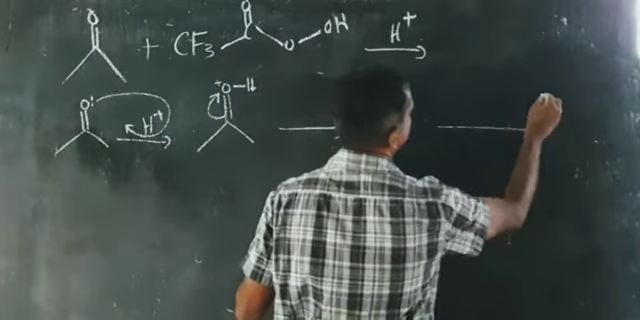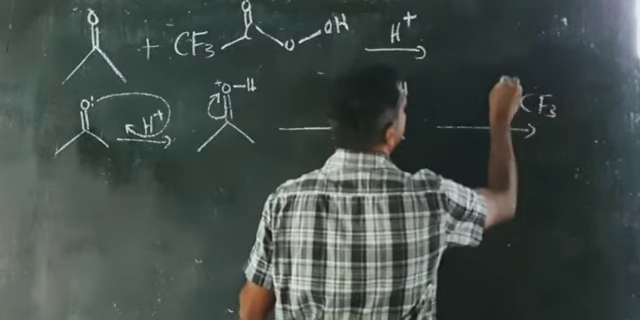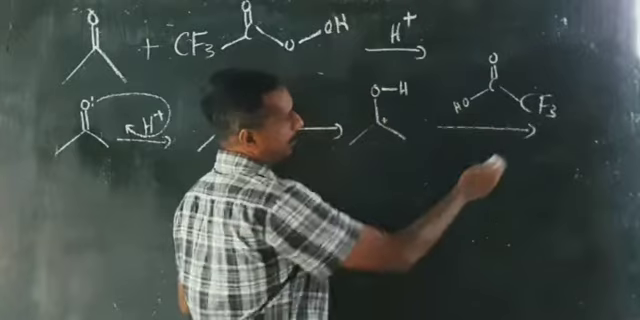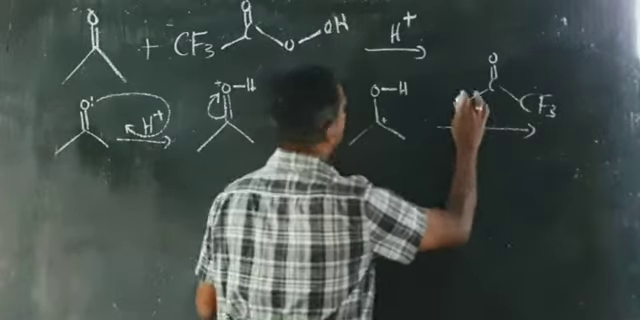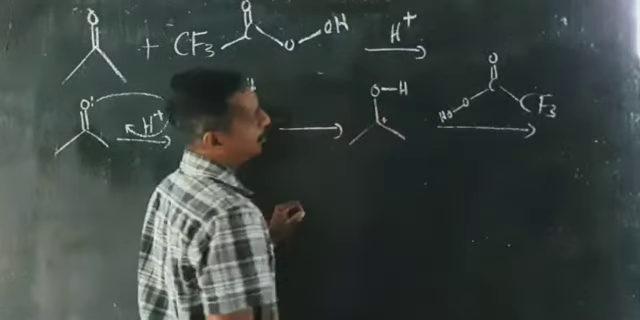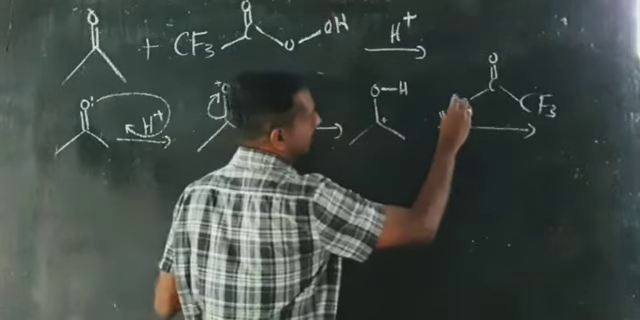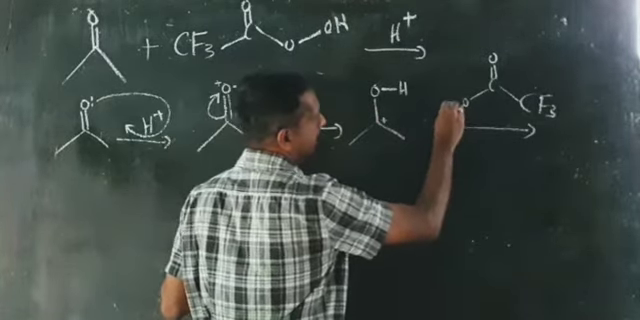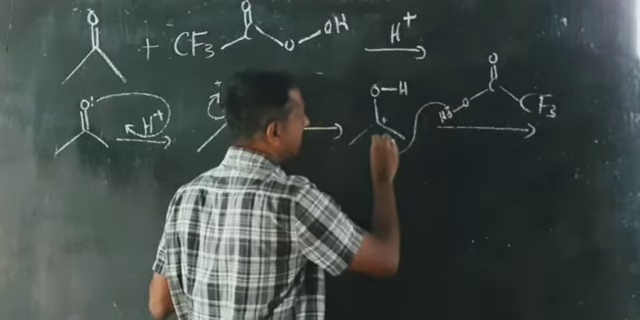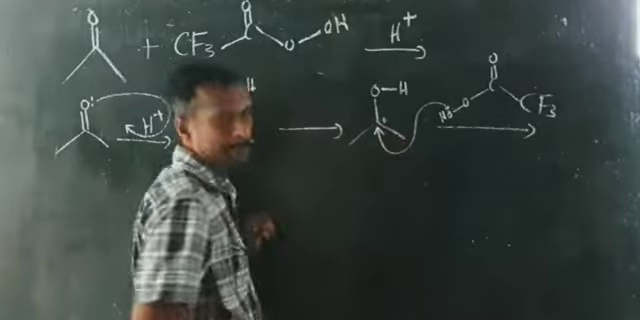And it is like this: CF3, C double bond OOH. Correct, CF3, C double bond O, OOH. Okay, this is our peroxy acid. You can see that this lone pair of electrons on the OH is attacking this positively charged carbon.